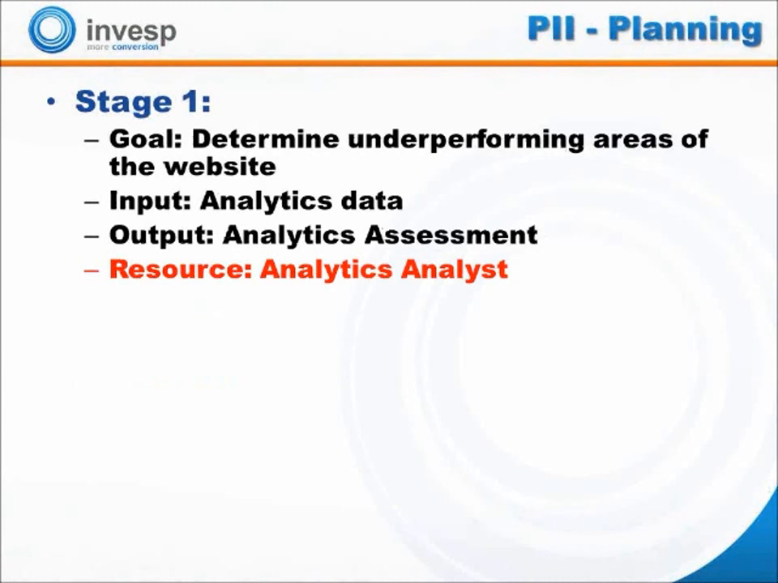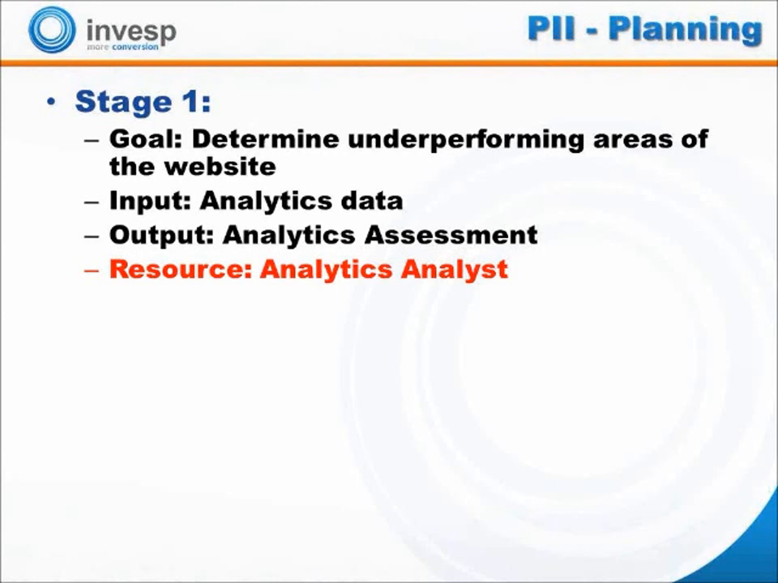In the very first stage, which is the planning stage, there are 2 things that you have to do. The first step is determining what the underperforming areas of my website are. Do I have a problem with my product pages? Do I have a problem with my checkout process? Do I have a problem with my main home page? This is a very critical area of a conversion optimization program, because if you start in the wrong area, you've spent time and resources and you don't see an uplift.